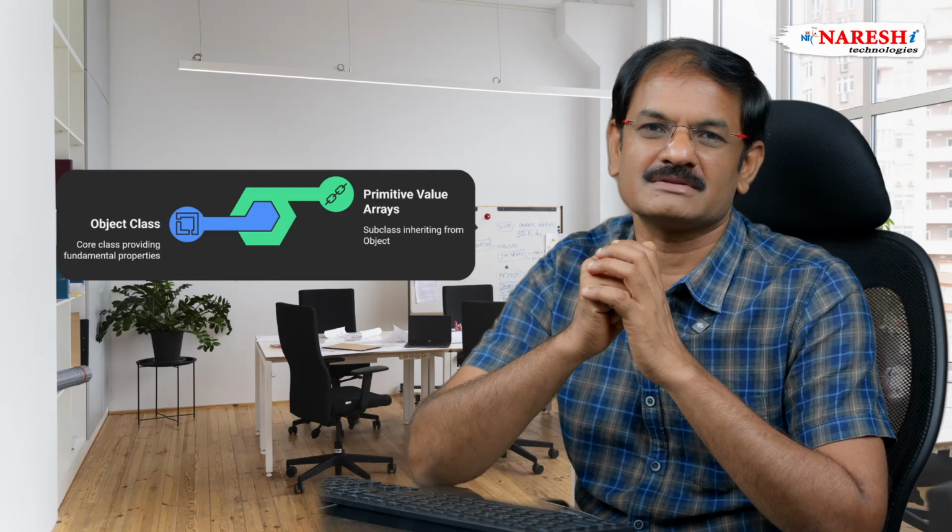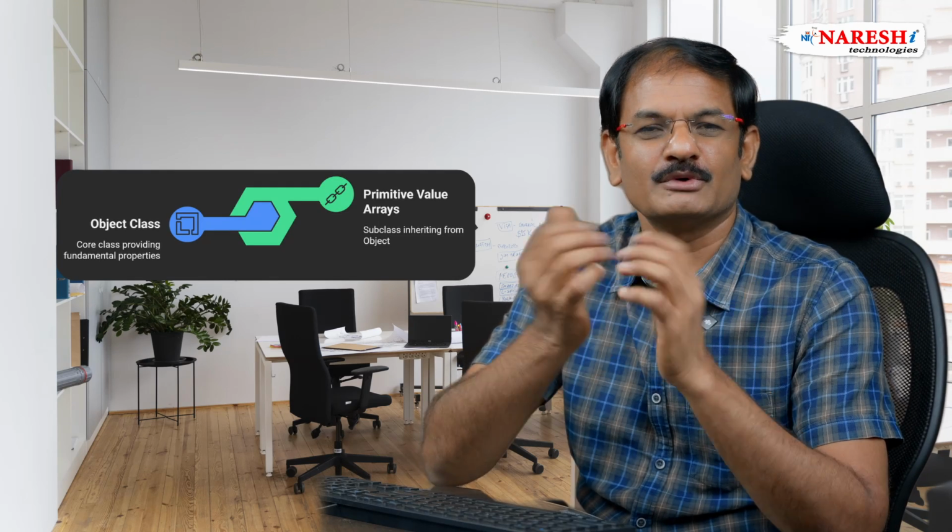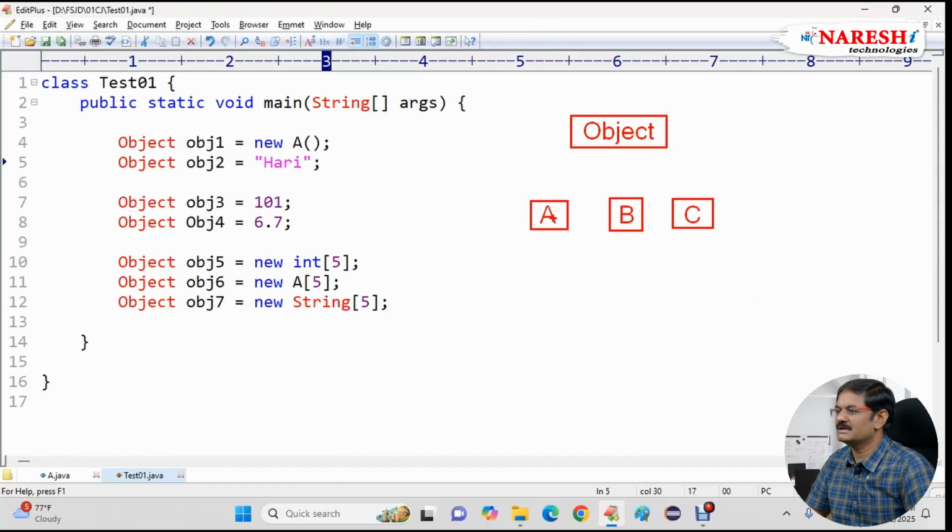Okay. Now in this session I want to explain one more point: I told you primitive values and arrays are also subclasses of the Object class. Let me prove how. Come to the system. Observe here, I created class A, class B, class C, three classes. All these become subclasses of Object, so it is hierarchical inheritance.